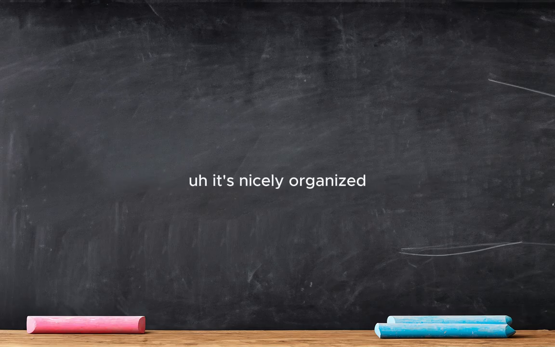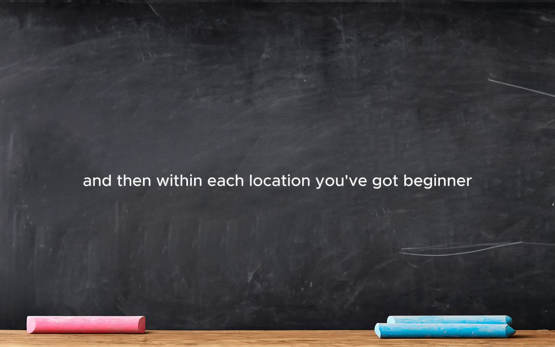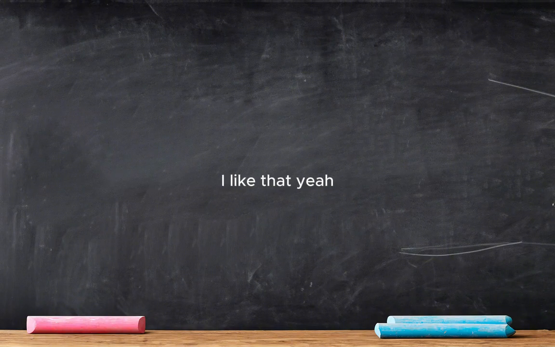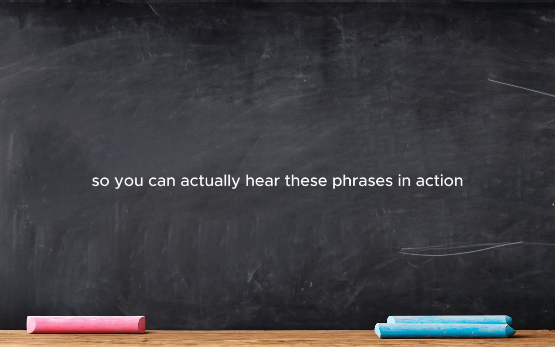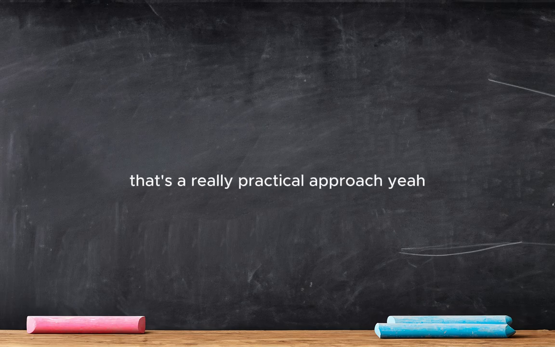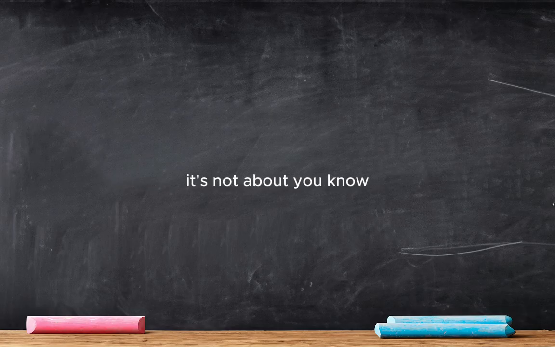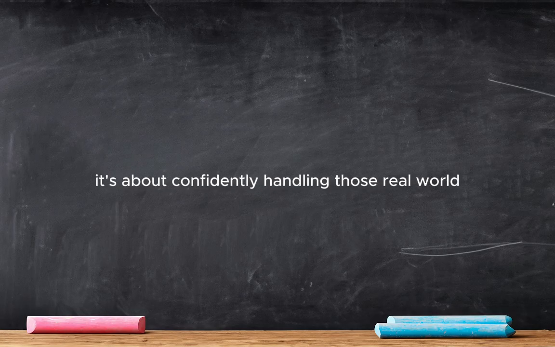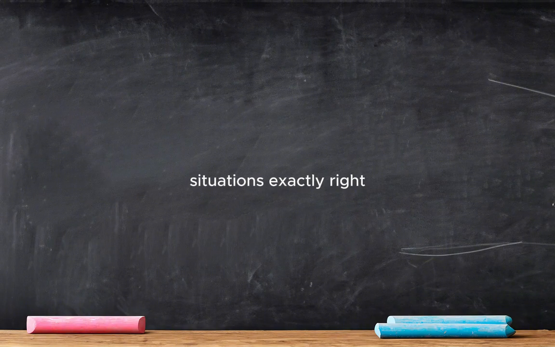It's nicely organized, breaks it down first by location, airport, hotel, restaurant, you name it. And then within each location, you've got beginner, intermediate, advanced. I like that. It gives you options, right? Plus, it even has some sample dialogue, so you can actually hear these phrases in action, hear how they're used. That's a really practical approach. Because honestly, learning a language for travel, it's not about reciting grammar rules perfectly. It's about confidently handling those real-world situations.